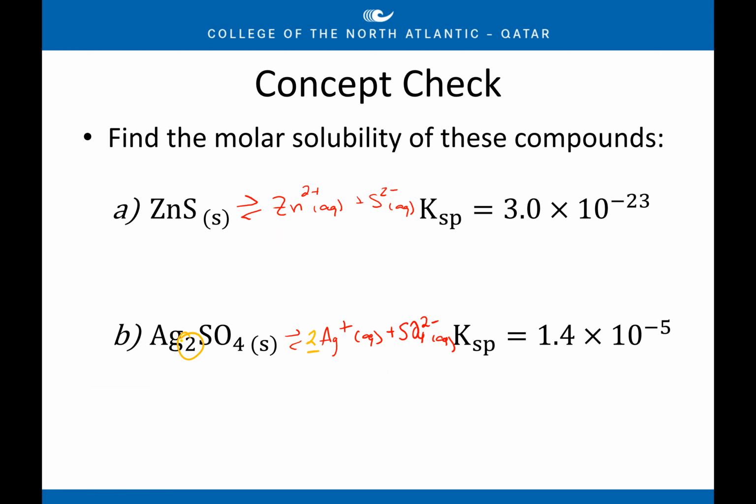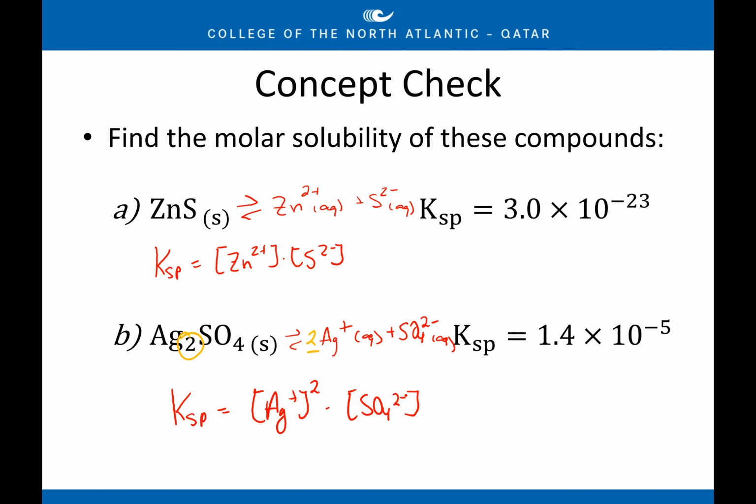because there's 2 right here. So when I write my K expressions, K for the first one, or KSP, becomes the concentration of zinc times the concentration of sulfide. And the KSP for the second one becomes the concentration of silver squared times the concentration of sulfate. Now, all this is fine, it's easy, but we're not done the question yet. I need to solve for my concentrations.